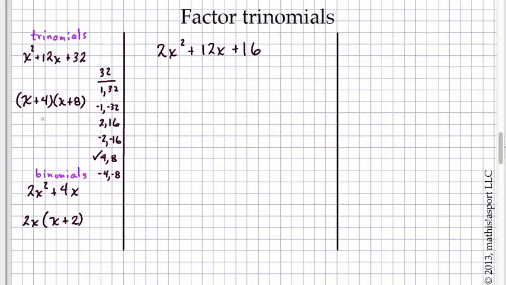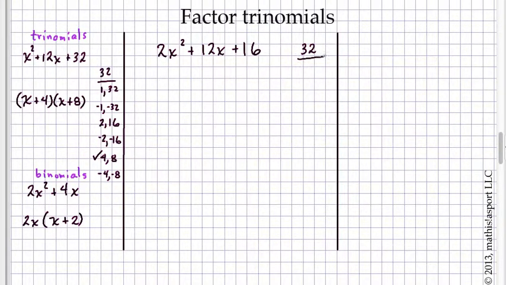So as I say, this last topic is just going to combine these two methods together. What's different about it is, for the first time, we have a coefficient in front of the x squared that is not 1. So we multiply the first number times the last number, we get 32.